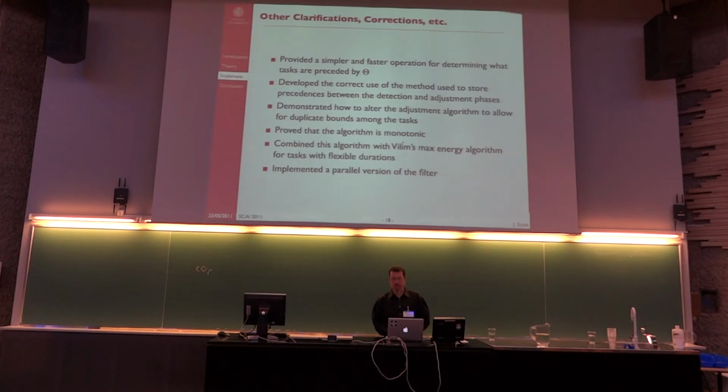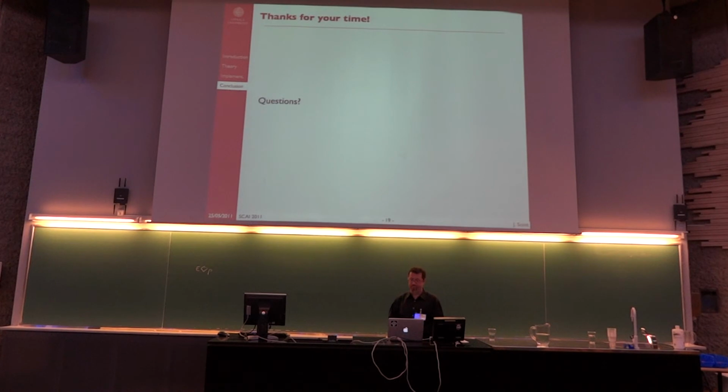There were also several other clarifications and corrections that I was able to provide to the original paper. I implemented a parallel version of the filter, which was kind of interesting. I combined this filtering algorithm with another filtering algorithm by the same author, which allows for variable durations of the individual tasks. I give a proof that this algorithm is monotonic, which is an important property for filtering algorithms in constraint programming, and several other specific areas. But, okay. Thank you very much.